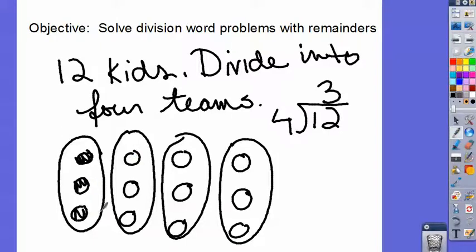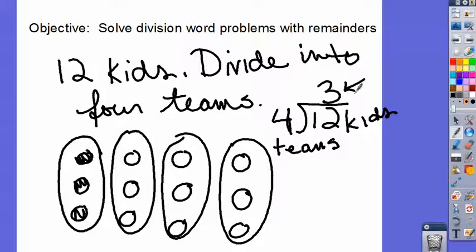So the circle is our 4 teams. We're dividing by 4 teams. So this is 12 kids, this is 4 teams. And what I want to start looking at is, what does that 3 actually represent? This 3 is not telling me how many teams I have, it's telling me how many kids have to be in each team.